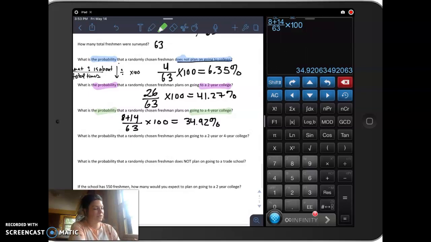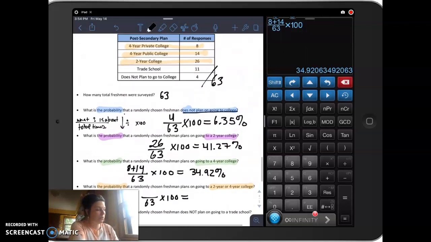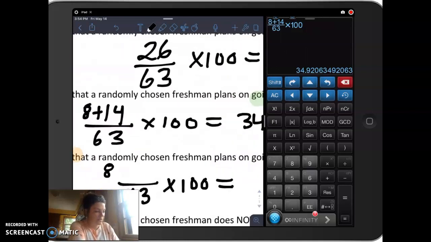All right, next one. It says, what is the probability? All right, we're going to stop there. We know it's over 63 because it's the same exact question every time. And it says, plan on going to a 2-year or 4-year college. So erase what we have up here. These are both 4 years. This one is a 2-year. And so we're going to do all 3 of those numbers added together. So 8, 14, and 26. 8 plus 14 plus 26.